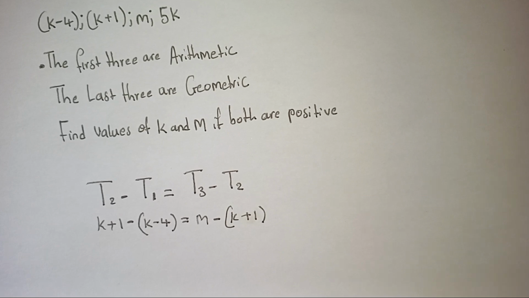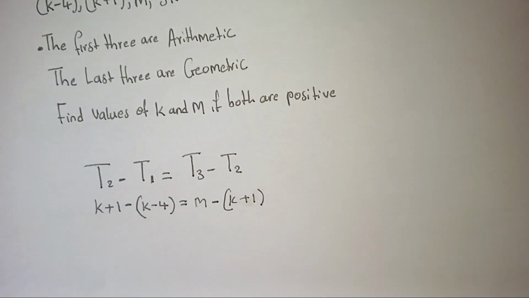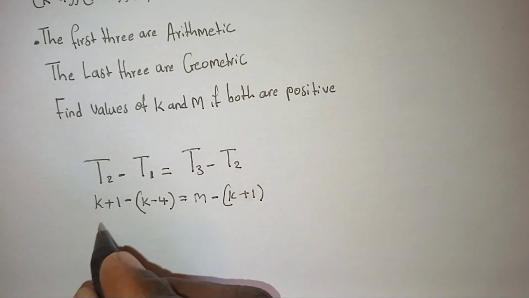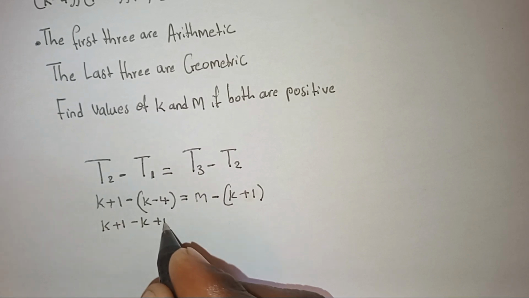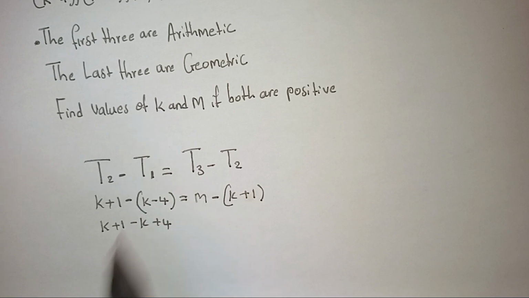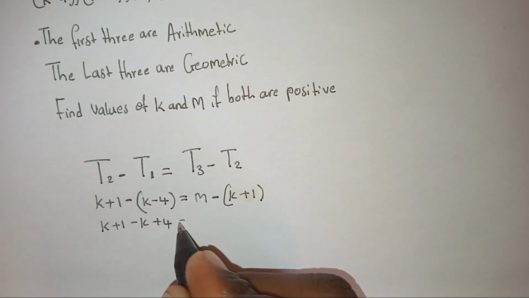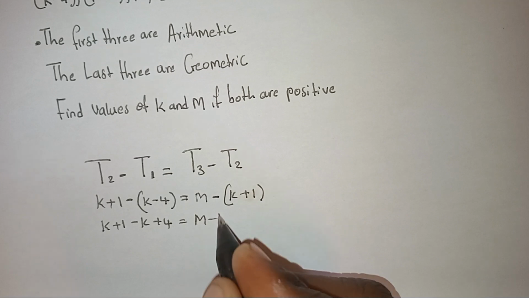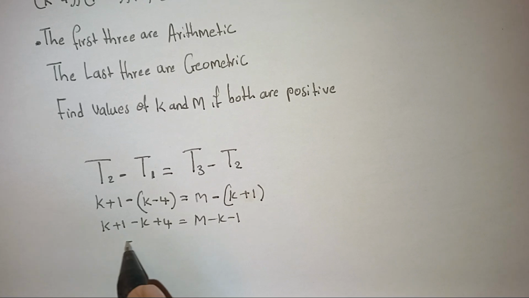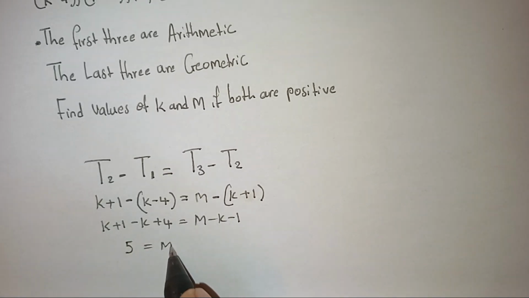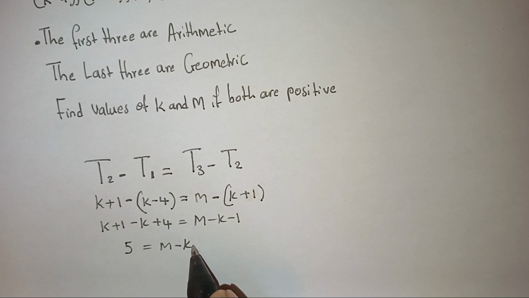Now let's continue to solve this problem. Let's take off our brackets. Here we have k plus 1 minus k plus 4, because when we multiply everything inside the brackets by the negative sign, that's what we get. And on the right we get m minus k minus 1. Now we have like terms: k minus k is 0, and 1 plus 4 is 5, so 5 is equal to m minus k minus 1.